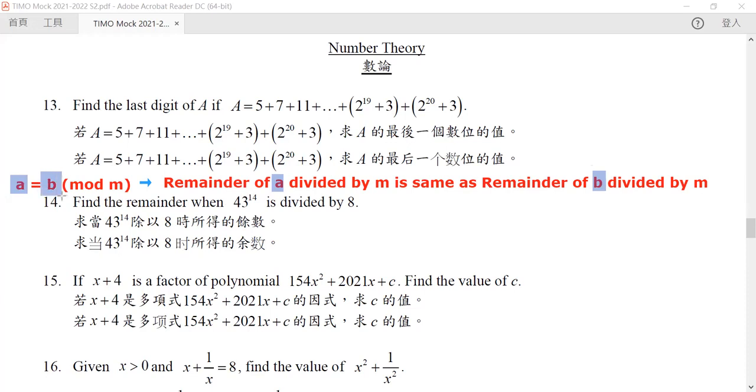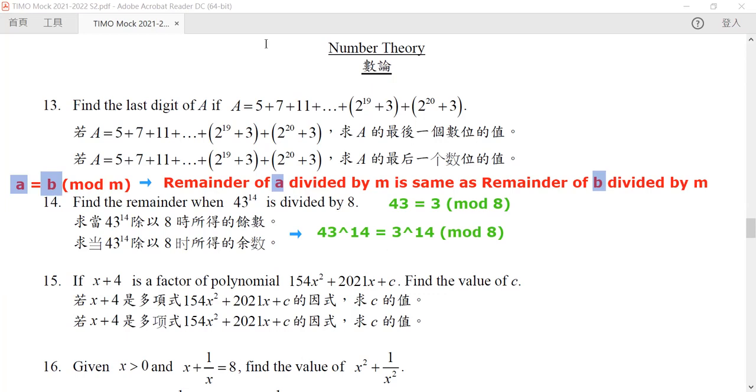Now, one very important thing about modular arithmetic is that whenever these two numbers are equivalent, you can always replace one number by the other when you are calculating the remainder. Because we want to calculate the remainder of 43 to the power of 14 when it's divided by 8, let us realize that 43 is equivalent to 3 when divided by 8. So according to our rules, 43 to the power of 14 is equivalent to 3 to the power of 14 mod 8. They have the same remainder.